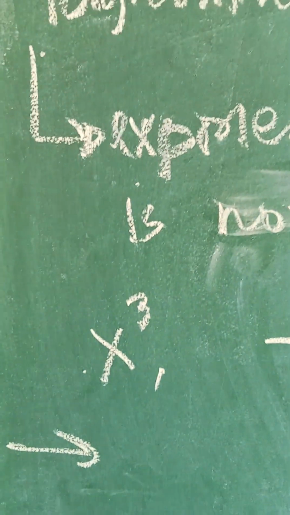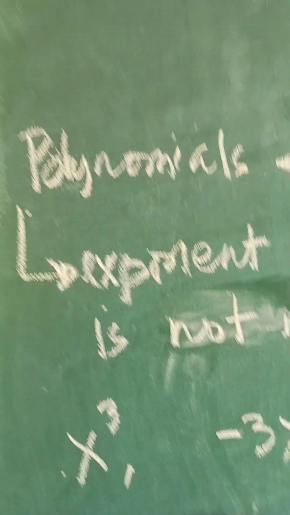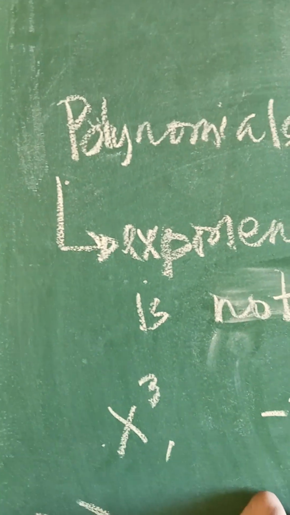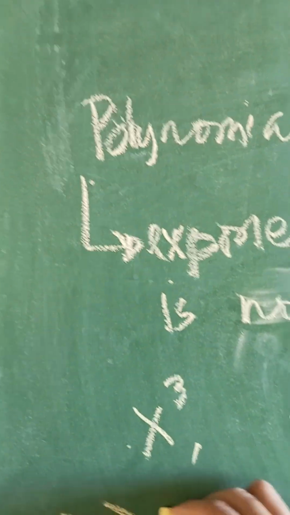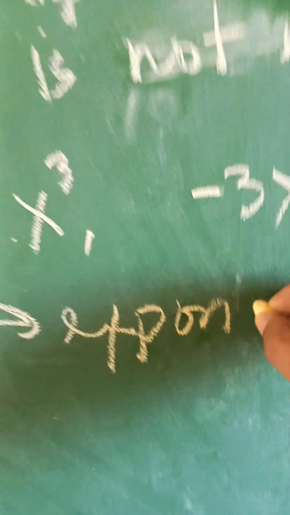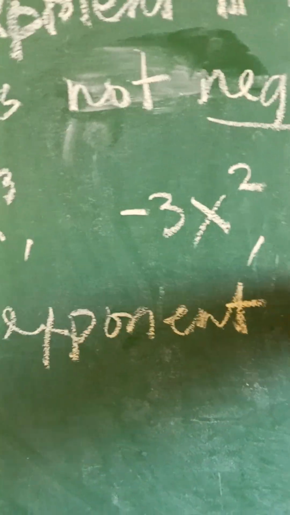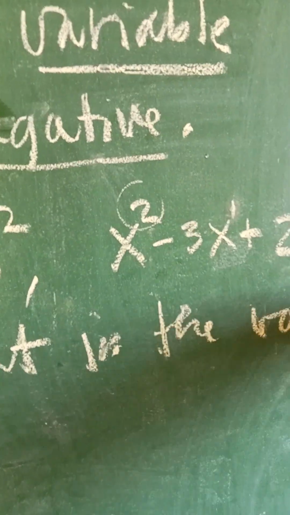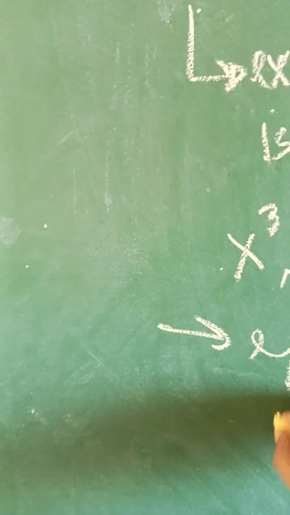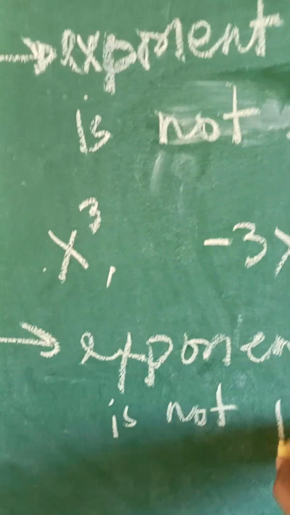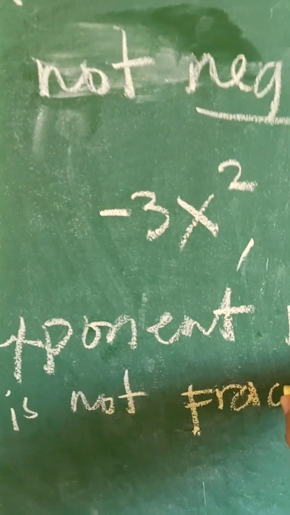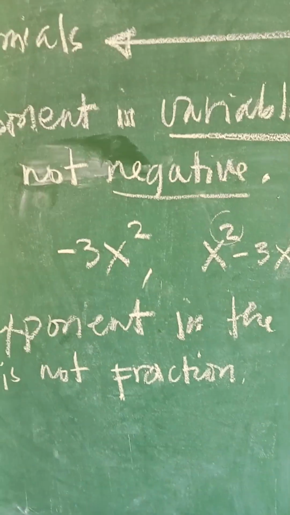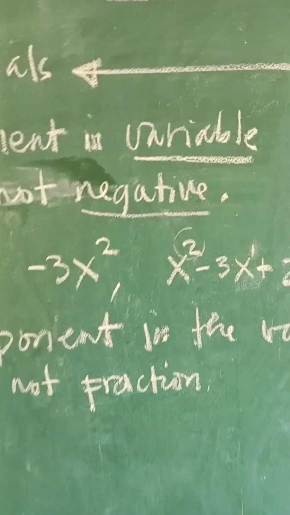Okay, so welcome back. The next characteristic so that the algebraic expression can be considered polynomial is that the exponent in the variable is not a fraction. This is a very direct explanation, or concept, or way of stating the characteristic.